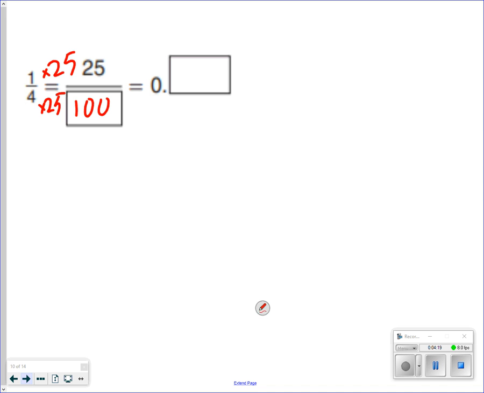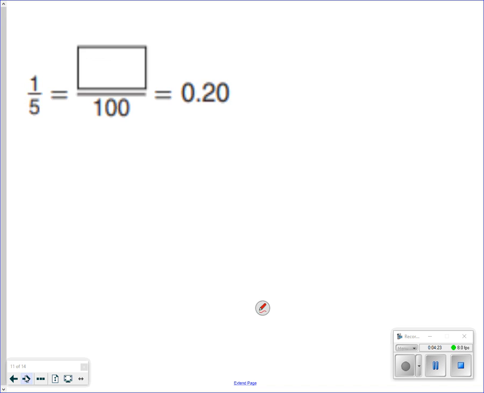25 over 100 would be 0.25. How does 5 get to 100? 5 times 20. 1 times 20 would give me 20 in this box. 20 over 100 equals 0.20.